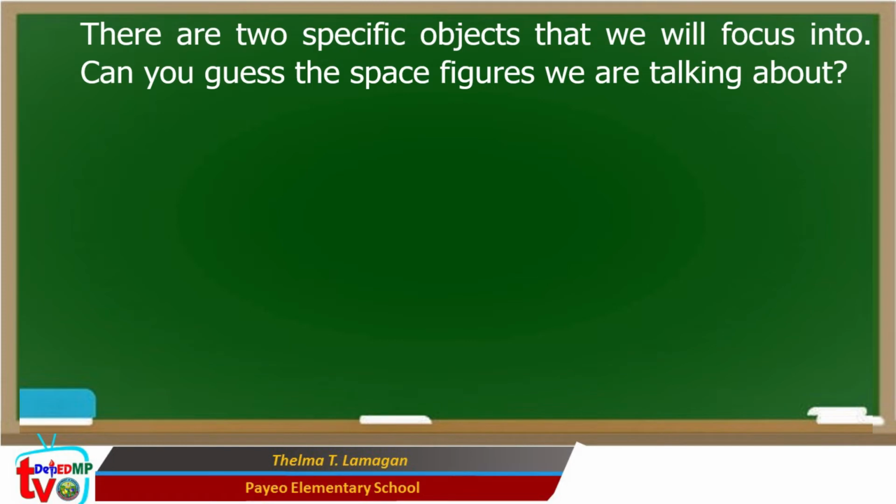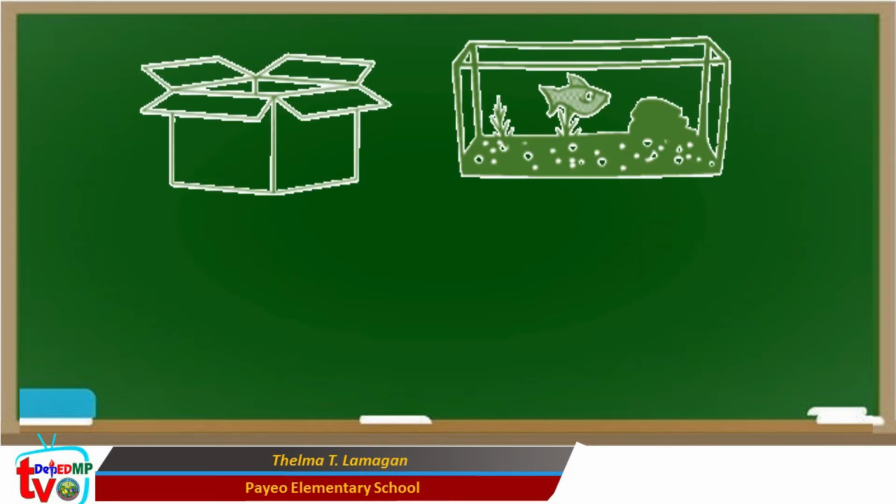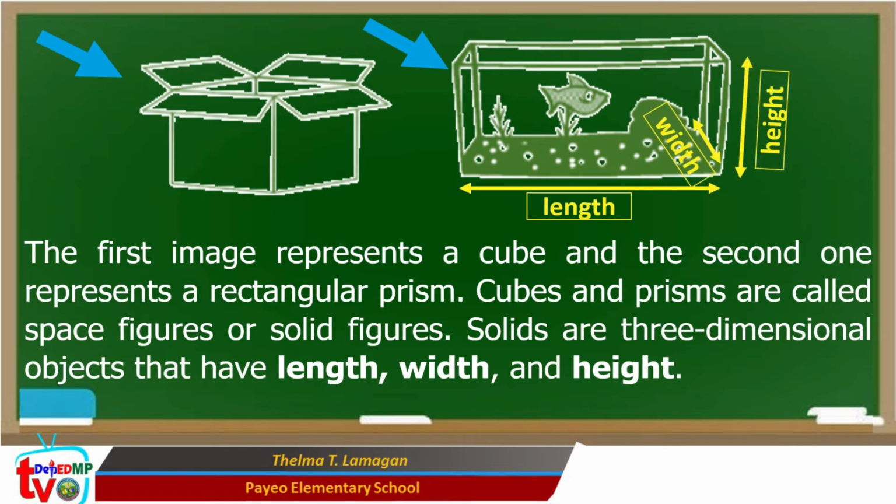There are 2 specific objects that we'll focus on. Can you guess the space figures we're talking about? The first image represents a cube, and the second one represents a rectangular prism. Cubes and prisms are called space figures or solid figures. Solids are 3-dimensional objects that have a length, width, and height.